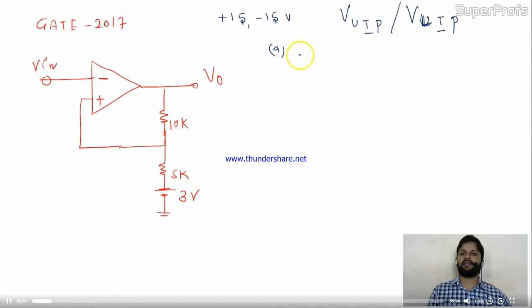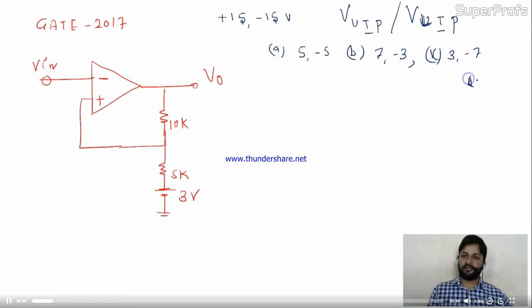Option A is plus 5, minus 5. Option B is 7 and minus 3. Option C is 3 and minus 7. And the last option is 3 and minus 3. So how to do it?